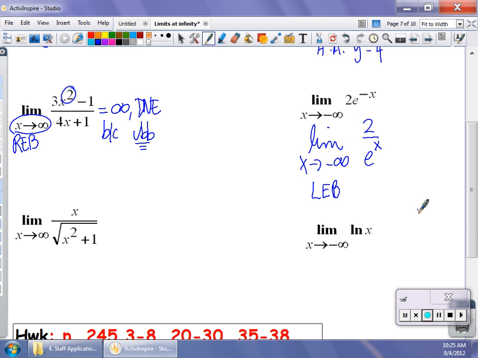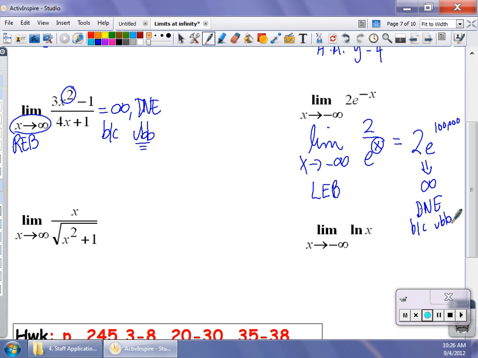Now think about substituting a very large negative number in place of x, like negative a billion. If I were to substitute negative a billion in place of x, then that would become 2e to the positive billion, which is getting infinitely large, which tells me that the function approaches positive infinity. Therefore, the limit does not exist because of unbounded behavior.